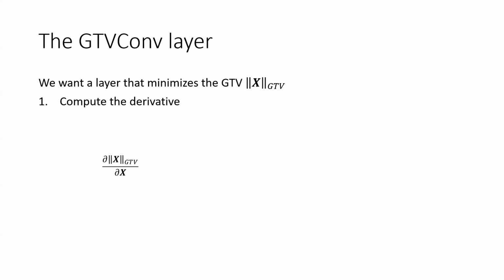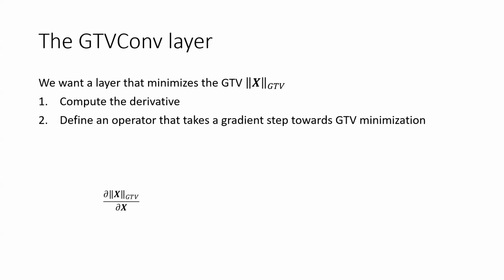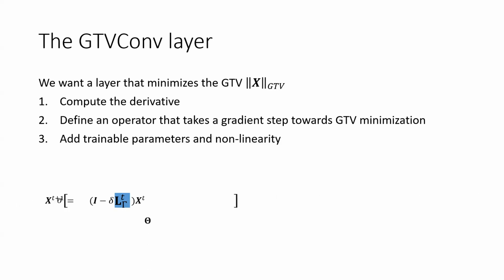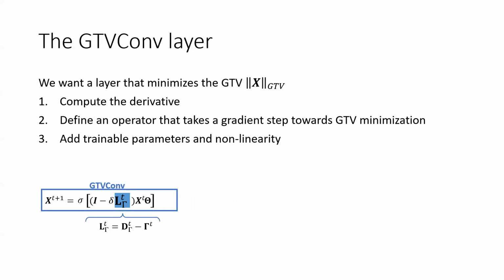First, we compute the derivative of the graph total variation of the node features. Based on the derivative, we define an operator, L_gamma(t), that takes a gradient step of size delta towards the minimization of the graph total variation of the node features. Finally, we transform the node features with trainable parameters, and we add a nonlinearity, obtaining in this way a full-fledged message passing layer.